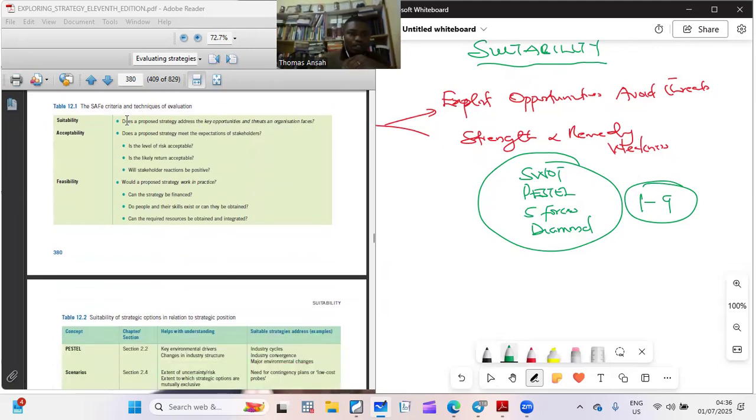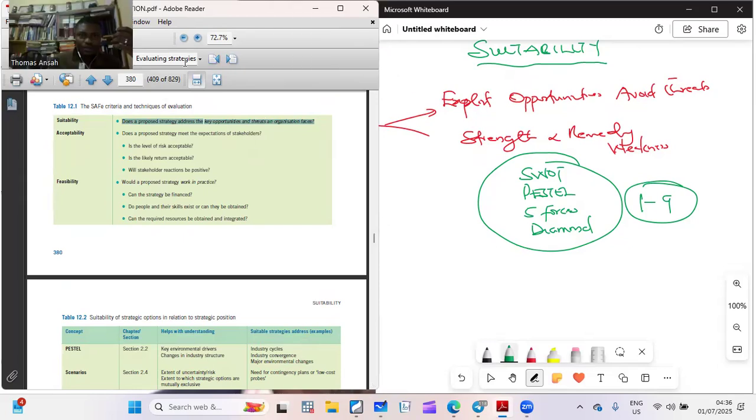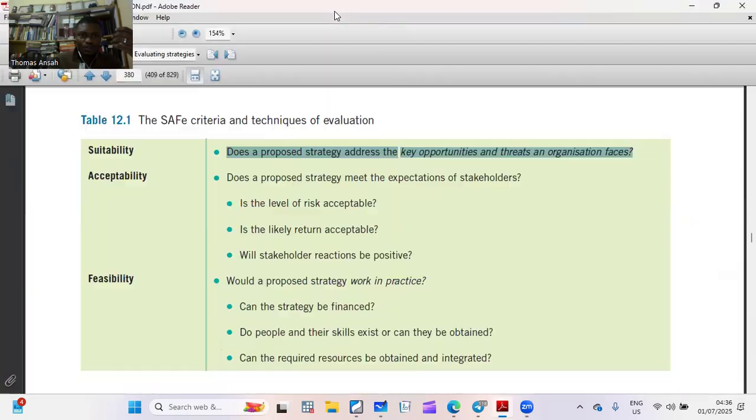So look at it. Does the proposal address key opportunities that you face? This thing might be looking small on your screen. It must be looking small on your screen. So this is it. The proposal you want to pursue, does it address your key opportunities and threats?